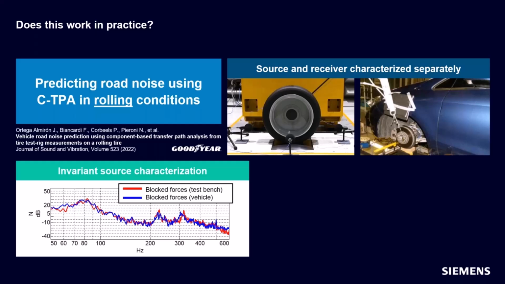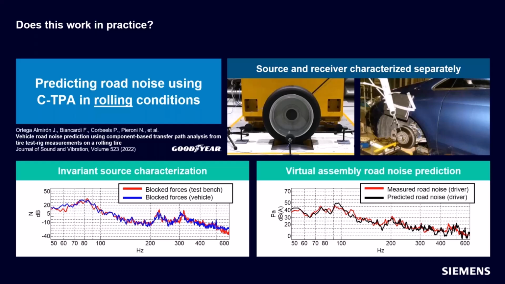Okay, so you notice the red and the blue, very good agreement, whether we're measuring or calculating the blocked forces from a bench level test or all the way up at a vehicle. We get very good agreement supporting this idea that the force is truly invariant. It's not reliant on the structure that it's mounted to.